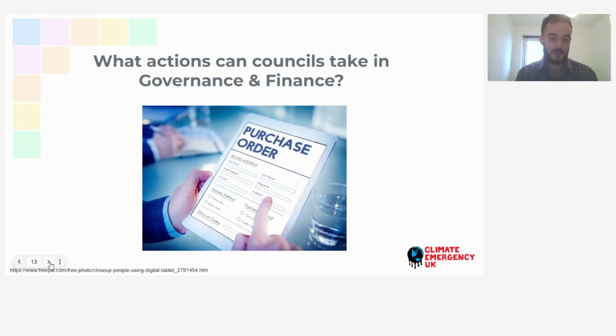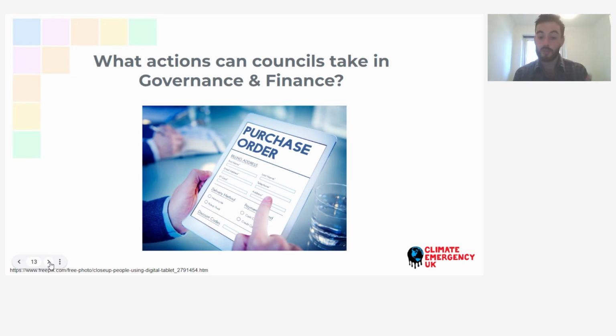Moving swiftly on, I know I'm covering quite a lot in a short amount of time, but I do want to get to some time with questions. What actions can councils take in governance and finance? In this section, we have a lot of questions about whether councils have integrated their net zero targets into the rest of their council work. So put simply, there's no point having a net zero date if none of the council's overall strategies or financial plans put the climate emergency at the heart of them too.